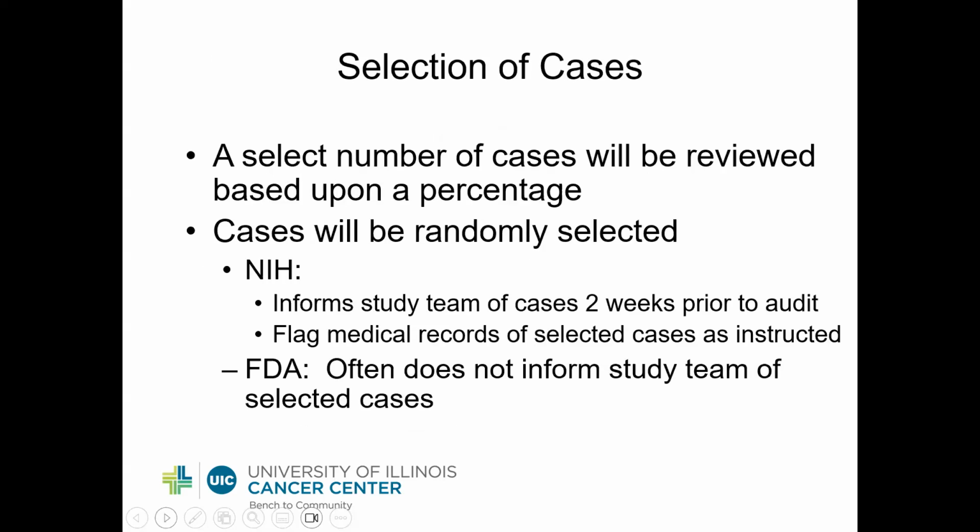A select number of cases will be reviewed based upon a percentage. Cases will be randomly selected. NIH informs the study team of cases 2 weeks prior to the audit. Flag the medical records of selected cases. The FDA often does not inform the study team of selected cases.